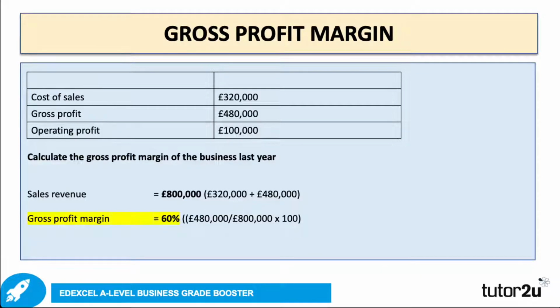So the sales revenue was 800,000. That is the 320,000 plus the 480,000. Then we just divide the 480,000 by the 800,000 again and multiply that by 100, and that gives us 60%. That never came out to 2 decimal places. I mean, that was exactly 60%.